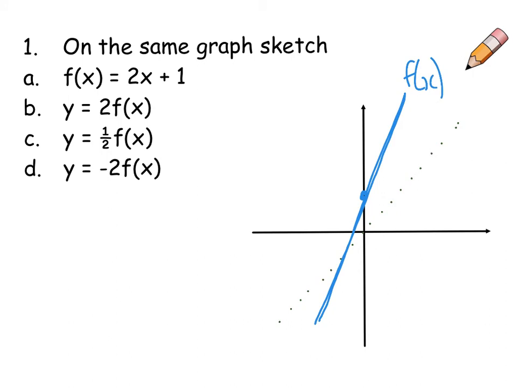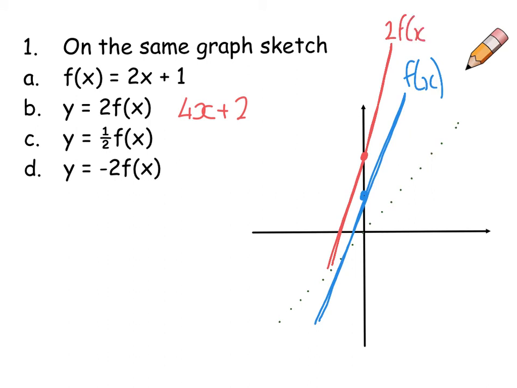Right, next it wants me to draw 2f of x. So 2f of x would just be turning that into doubling it all. So that would be 4x plus 2. So this would move my y-intercept up. It would also make my line a lot steeper. So let's draw that now. Does it look steeper? It does look slightly steeper, so that will be okay. So that is 2f of x.